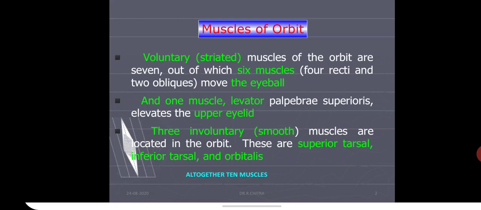Altogether there are 10 muscles in one orbit. Of these, 6 muscles move the eyeball and 1 muscle elevates the upper eyelid. The 6 muscles that move the eyeball are the 4 recti and 2 oblique muscles. The one muscle which elevates the upper eyelid is the levator palpebrae superioris. Altogether that is 7 skeletal muscles. 3 smooth muscles are also present in the orbit: the superior tarsal, inferior tarsal, and orbitalis.